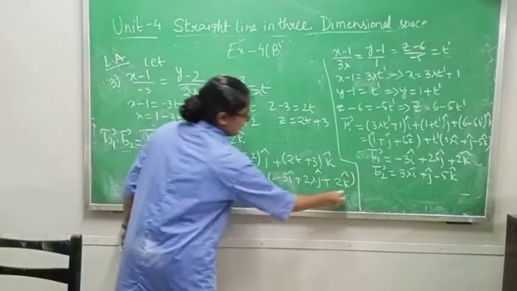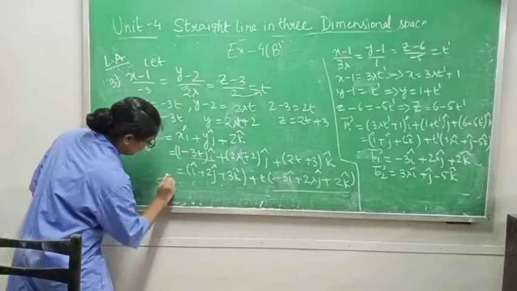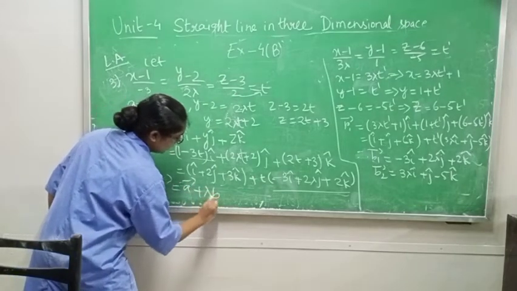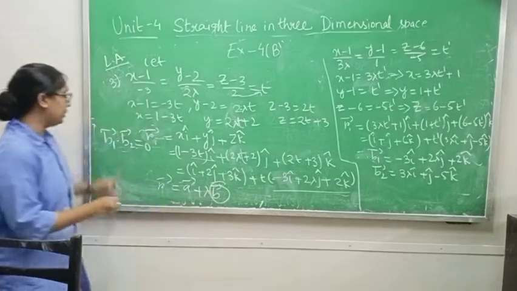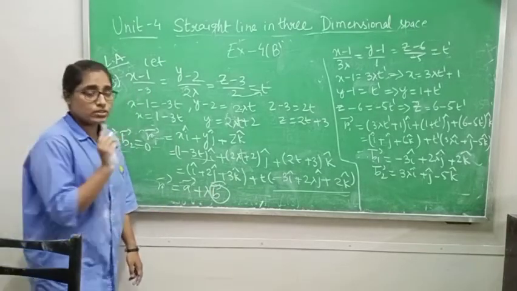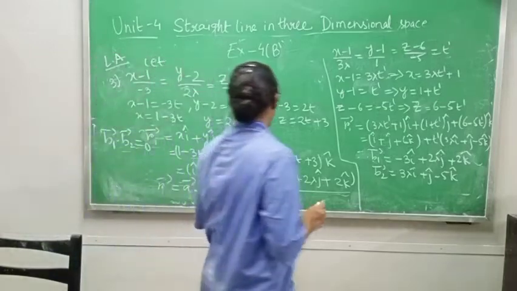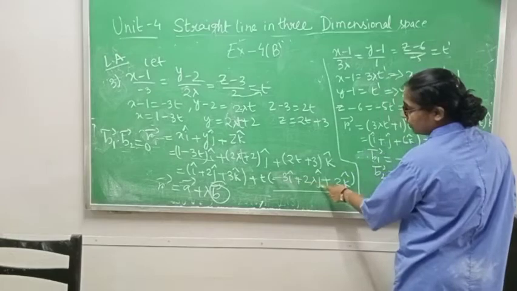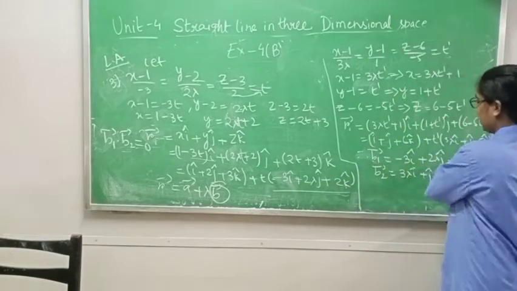But we need this one only, because we know that r vector equals a vector plus lambda B vector. We need B only, right? Because B1 dot B2 will give you 0 when the condition is that two lines are perpendicular. So we are getting this. B1 value we are getting: minus 3i plus 2 lambda j plus 2k. I have written it already here.